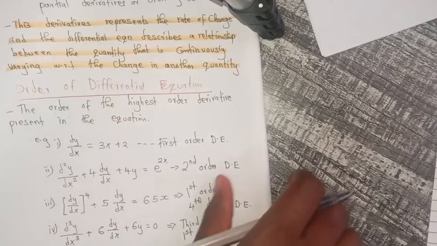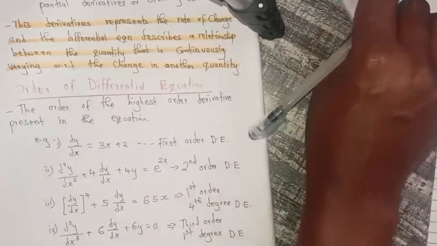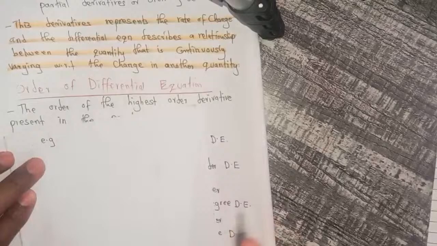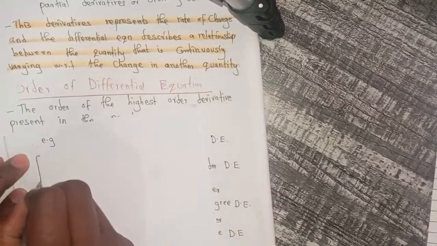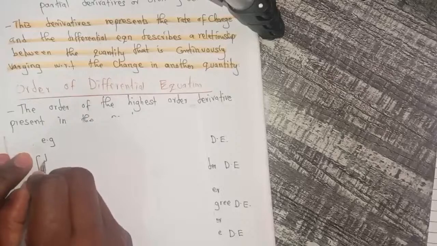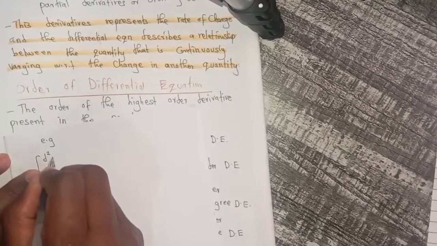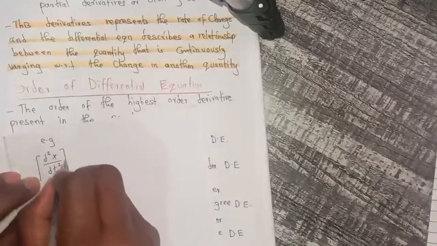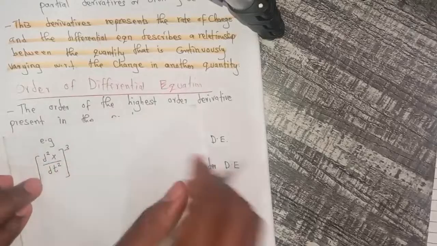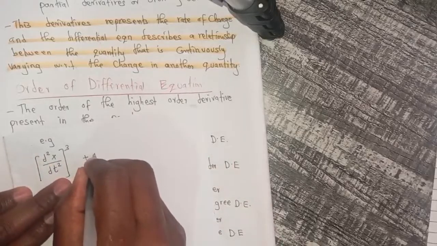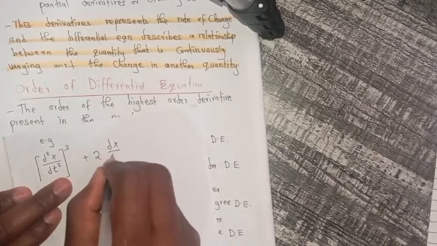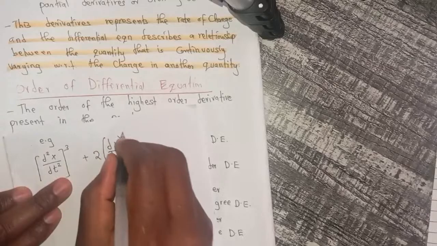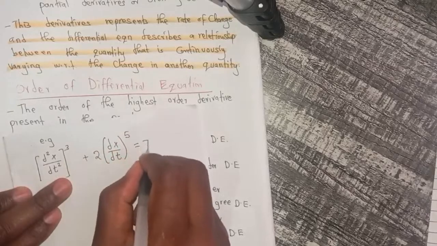So for the example, just an example, e.g. if we have an equation that is the second derivative of x with respect to t, then everything raised to power 3, plus 2 dx over dt, again everything raised to 5, equals 7.